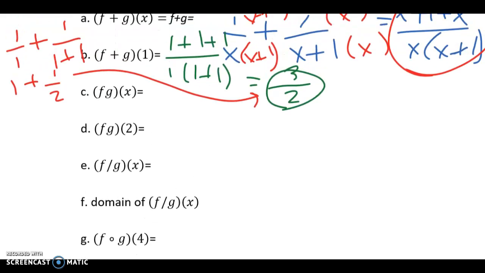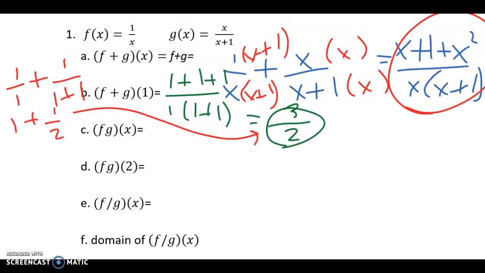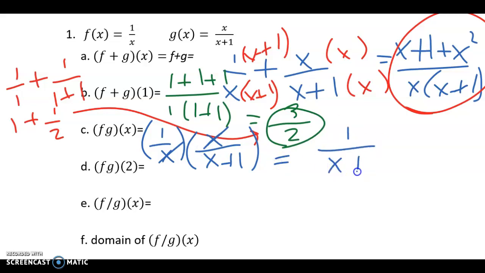And remember our functions here. Sorry, I'll scroll back up so we can see them better. So we're going to multiply f of x and g of x. Literally the same idea again. We're going to have 1 over x times x over x plus 1. Hopefully you remember, if we see the same thing at the top and the bottom, those simplify to 1. So we will just get 1 over x plus 1 for this answer.